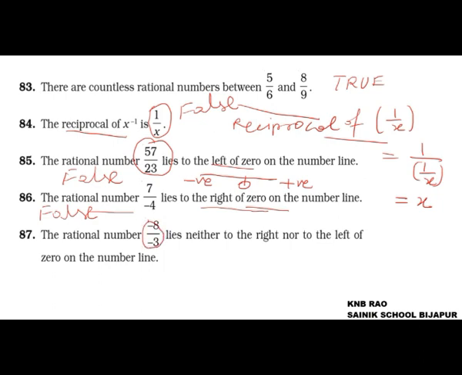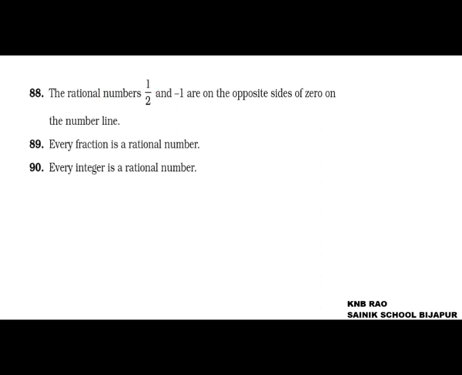Then coming to the 87th question. First of all, what type of number is it? It is a positive rational. Is it neither to the right nor to the left side of 0? It is certainly to the right side. It is also false. Next, 88th question. Rational numbers 1/2 and minus 1, one is positive, another is negative, are on the opposite sides of 0. When you consider a number line, minus 1 is on the left side and half is on the right side. They are on the opposite sides of 0. It is true.